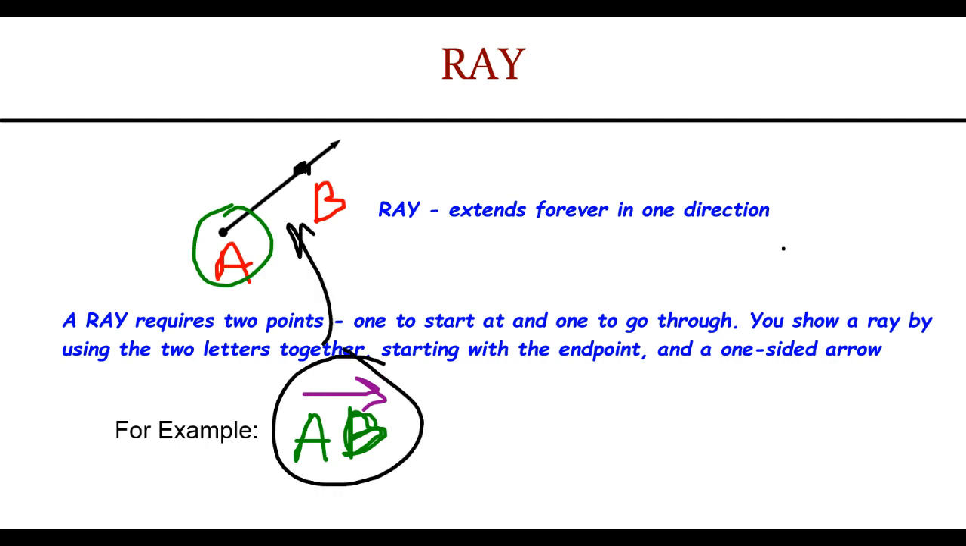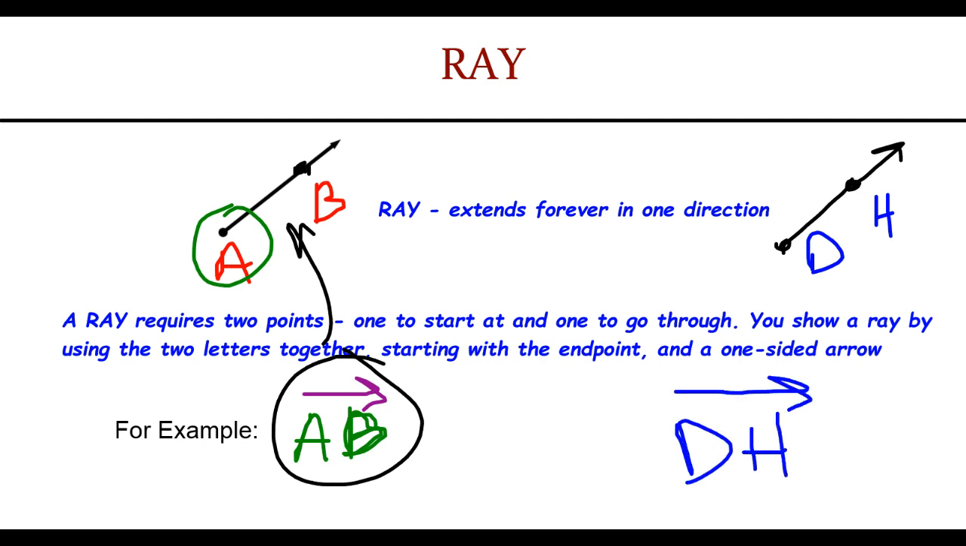If, for example, we had another ray that went from D to H, we would write it as DH with an arrow going from D to H above it. And that's how we represent rays when we just write them. So go ahead, pause the video, write this down, and move on when you are ready.